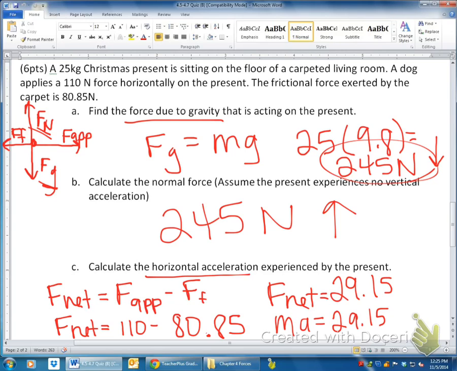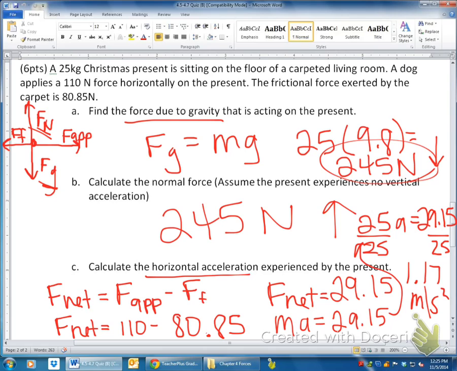Then we do our substitution and we see mass times acceleration equals 29.15. Sorry, I have to move up because I'm running out of room. We divide by 25, we divide by 25. And our acceleration is what? 1.17? Okay, since we're solving for acceleration, that means our units are meters per second squared.